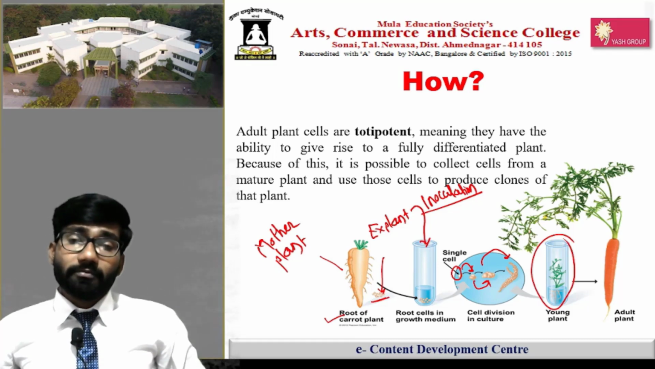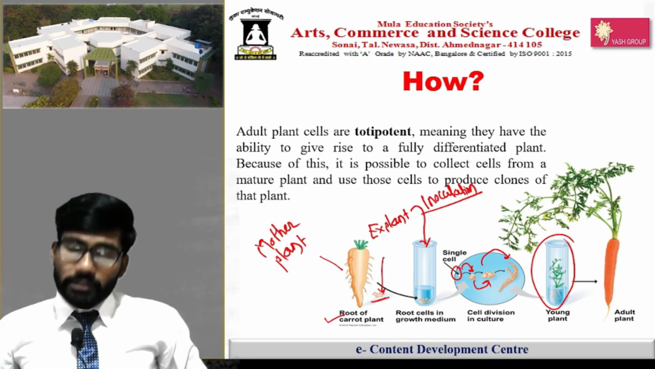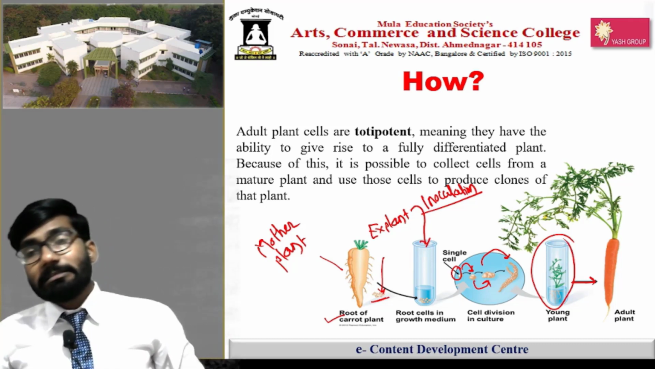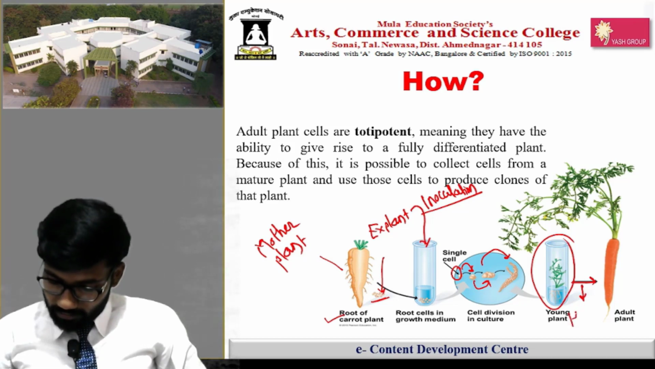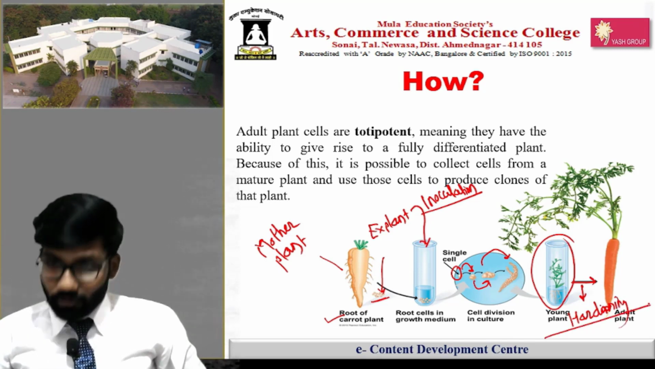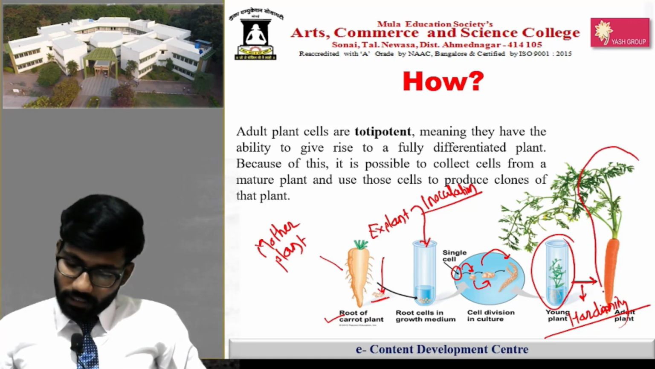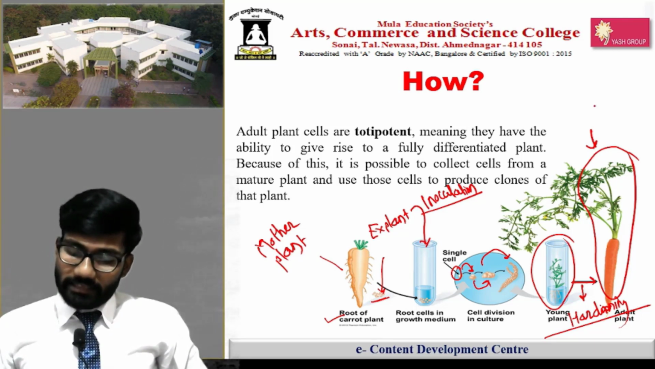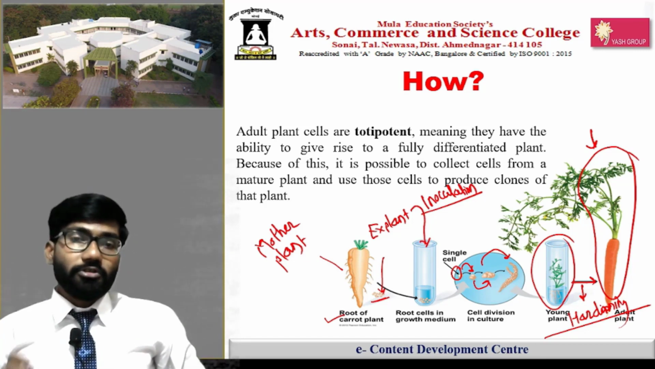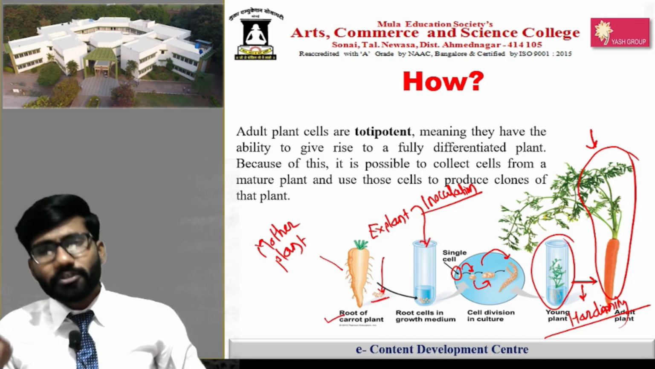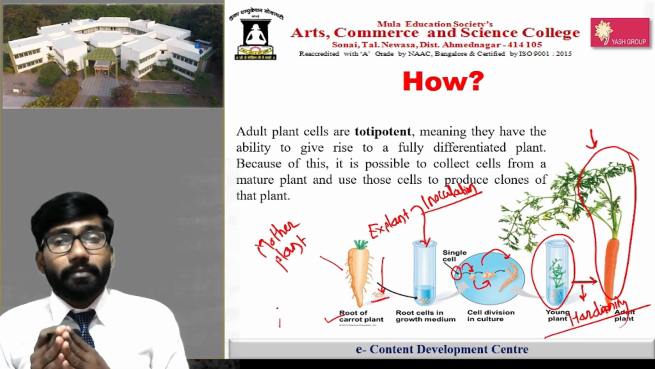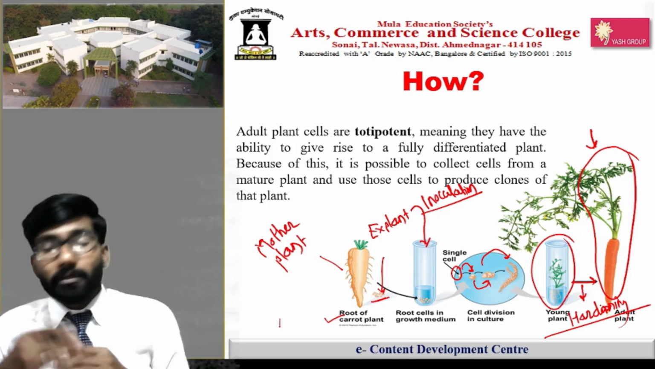After the young plant formation, the plant is made capable of growing in natural conditions, which is called hardening. After the hardening, we can grow this plant in natural conditions, and it is known as the tissue culture plant. So this is the general procedure for plant tissue culture. The detailed procedure of plant tissue culture we will discuss in the upcoming lectures.